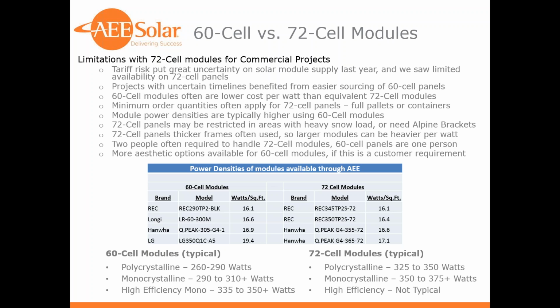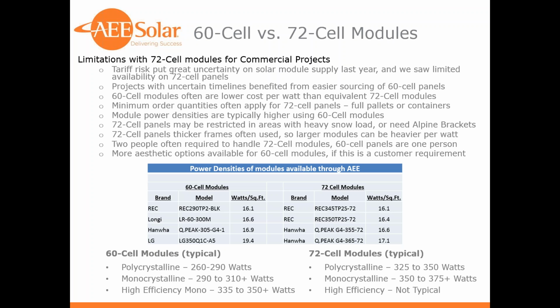A smaller concern, but still there, is that the 72-cell module panels are often thicker, and so the modules could be heavier per watt, making them more difficult to maneuver and position in place. So 72-cell panels are generally suited for flat roof operations or ground mounts. On any type of pitched roof, where you need two people to handle a 72-cell module safely, that could be a restriction and sometimes could increase your labor costs as you're installing these modules on a roof.